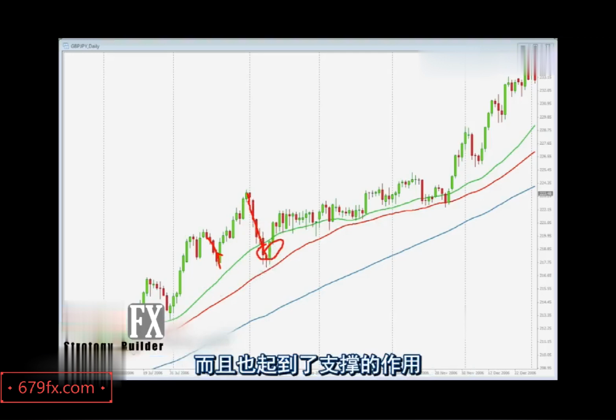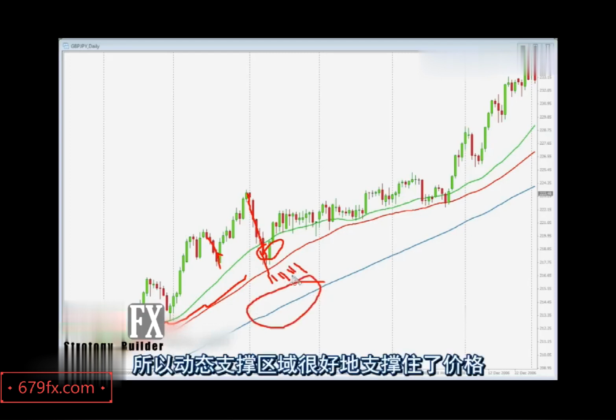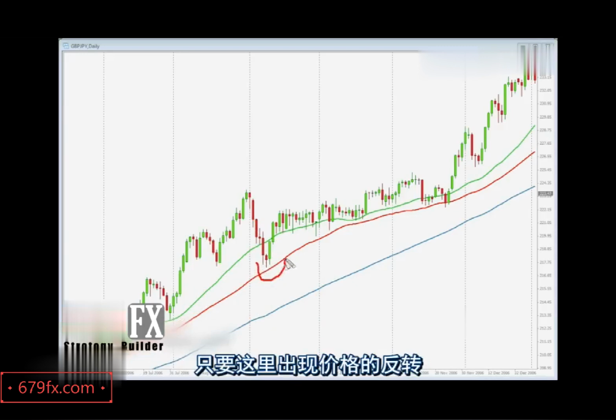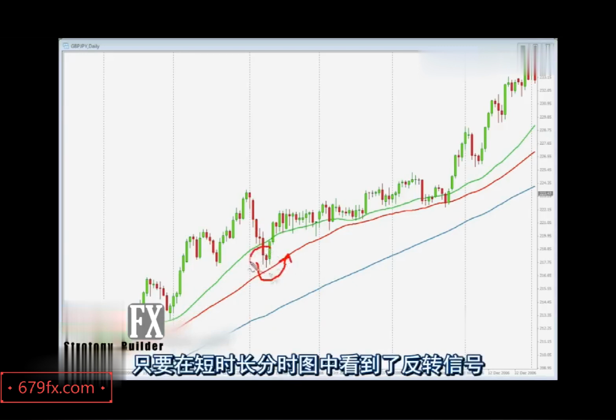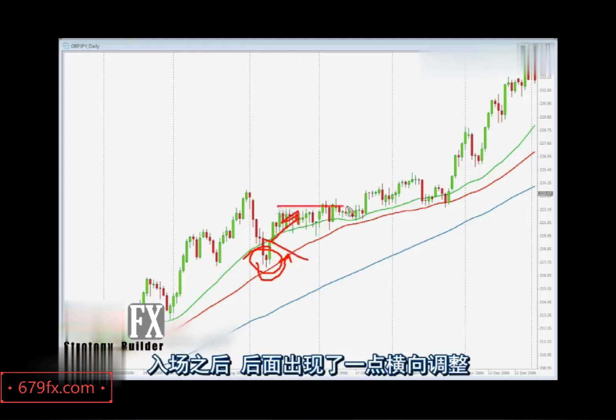In the next swing down, we definitely get the retracement back into this area, don't we? Well, it does hold it, okay? Price does not breach through. We get no multiple bar closes below the 50. Price gets nowhere near the 100. So yep, indeed, the dynamic area of support is holding price above. As soon as this begins to turn around, as soon as we see a reversal formation in the short time frames, enter long, and then we go through a period of consolidation.